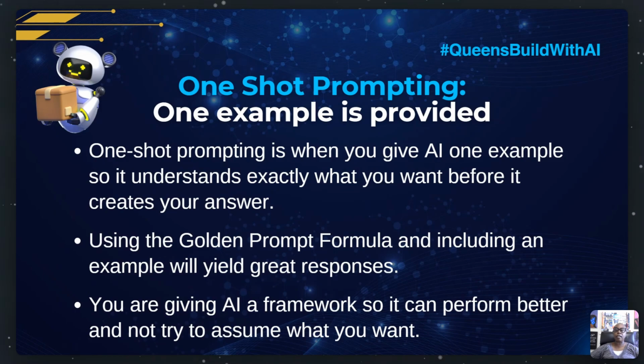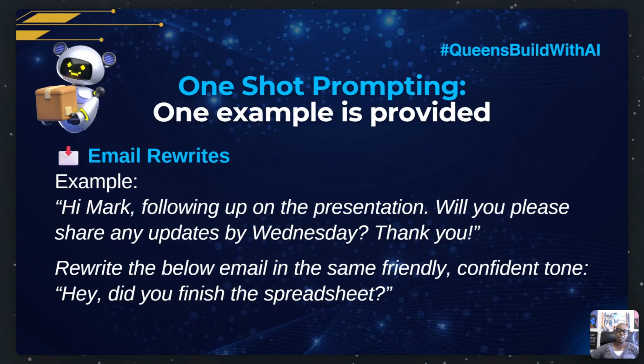Again, you are giving AI a framework so it can perform better and not try to assume what you want. And that's one of the key differences between zero shot prompting and one shot prompting: the AI is going to try to assume what type of response you want. Let's take a look at some examples for one shot prompting.